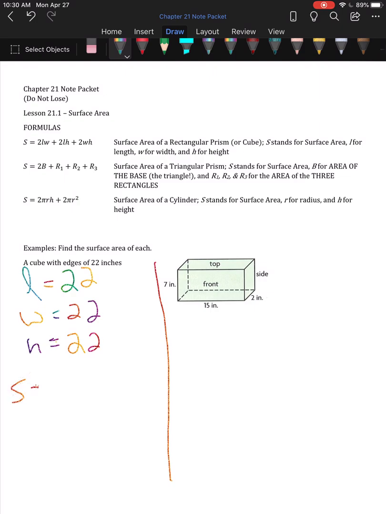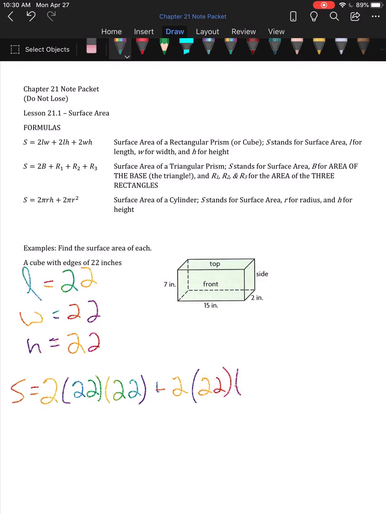So according to our formula, and I am totally going to need to get rid of that line so I have space here. The first part of the formula says 2 times length times width. Well, length and width are both 22. Plus 2 times length times height. Well, length is 22, height is 22. Plus 2 times width times height. Well, width and height are both 22.